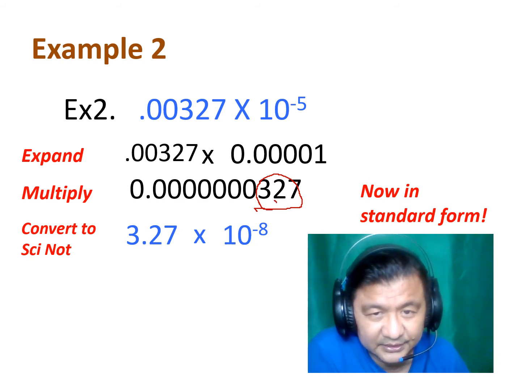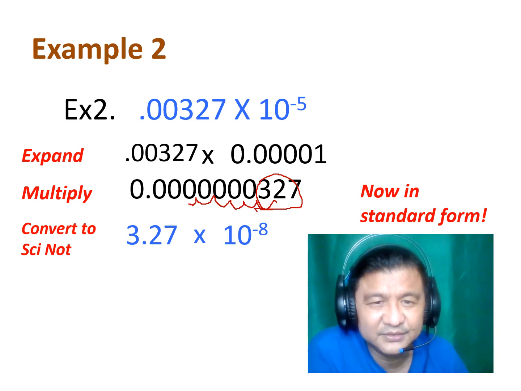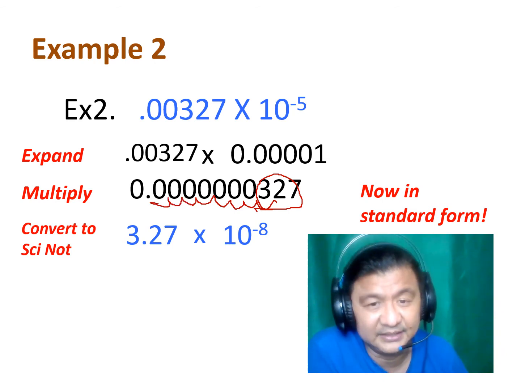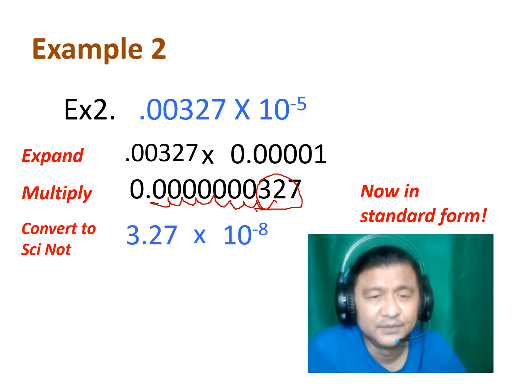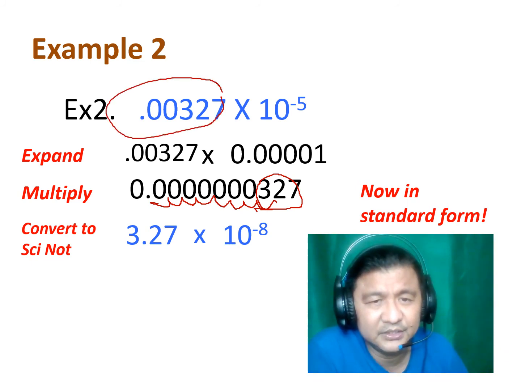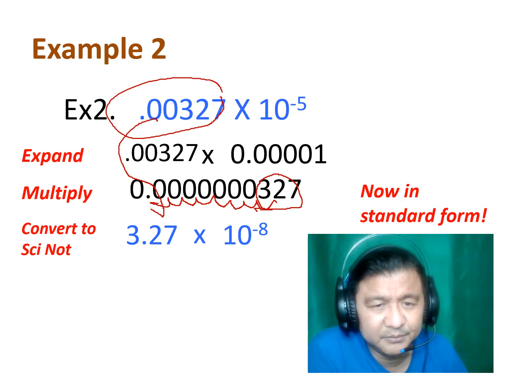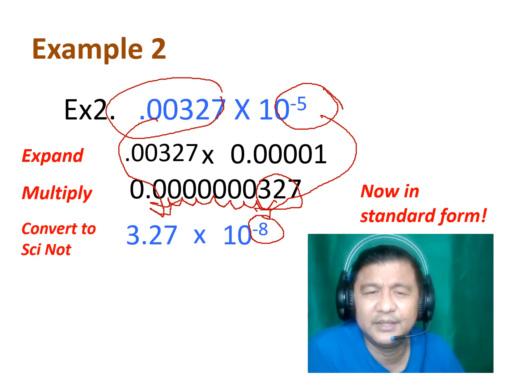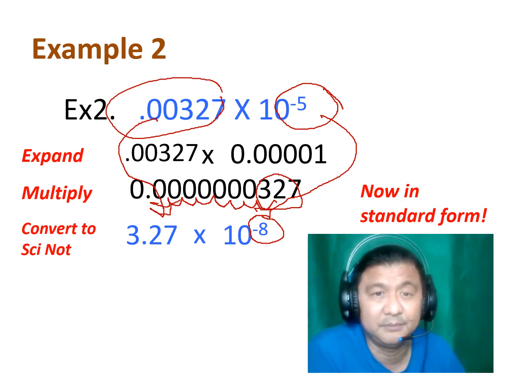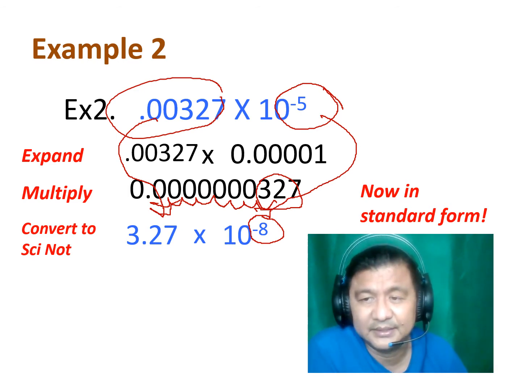Are you sure it's negative 8? Let's count: 1, 2, 3, 4, 5, 6, 7, 8. Yeah, negative 8. Now think of a shortcut. Actually, that's what we want to know. If I make adjustments here to make it a number between 1 and 10, I should also make adjustments here. How do I do that? Think of a way. Think of a process. We will talk about that in the second method.